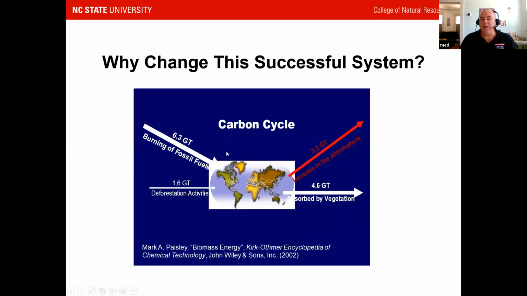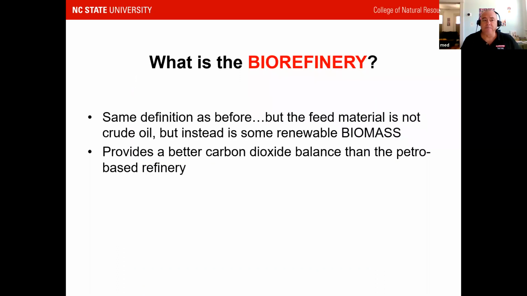Here is what happens in the carbon cycle when we combine the burning of fossil fuels and deforestation activities, and not all of that gets absorbed by vegetation. 3.3 gigatons a year excess into the environment, which is leading us to our greenhouse gas global warming issue. Now, what if we change that? What if instead of oil coming into the front of this refinery, what if instead it was wood and corn stalks and wheat stalks, wheat straw, rice straw? What if it was agricultural residues?